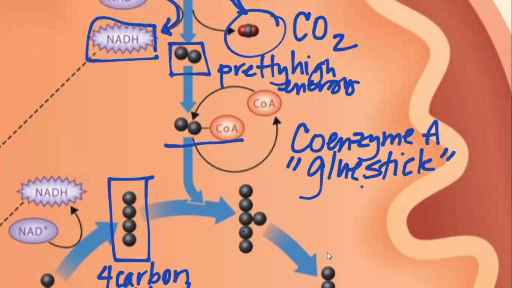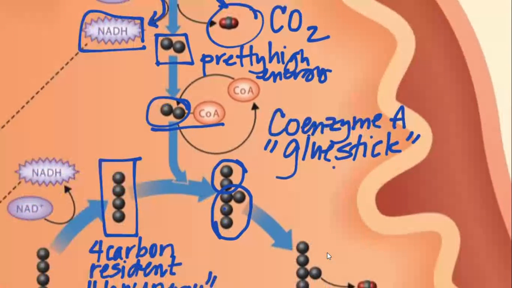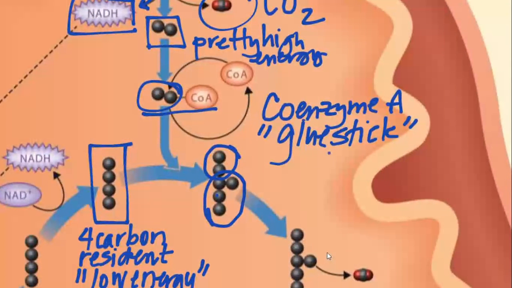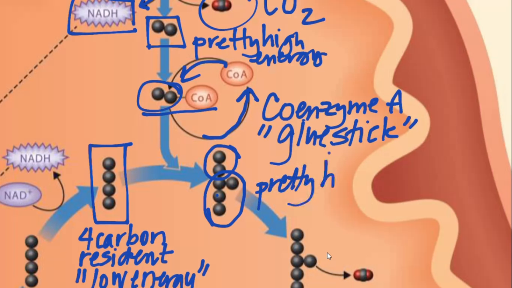So now, with the coenzyme A attached, the 2-carbon molecule gets attached to the 4-carbon molecule. And here you can see that those two molecules are now stuck together. Once coenzyme A has done its job, it lets go, and it can be recycled to do this job again and again and again. Now we have a 6-carbon molecule that has all the energy from that 2-carbon pretty high energy molecule.